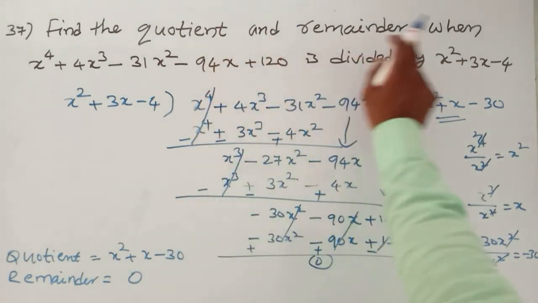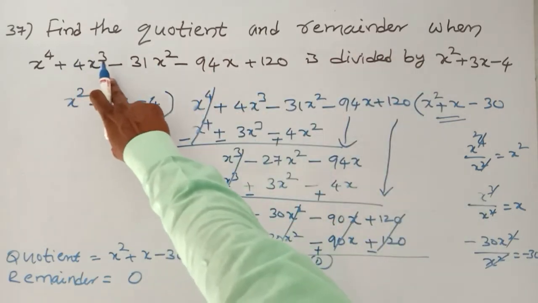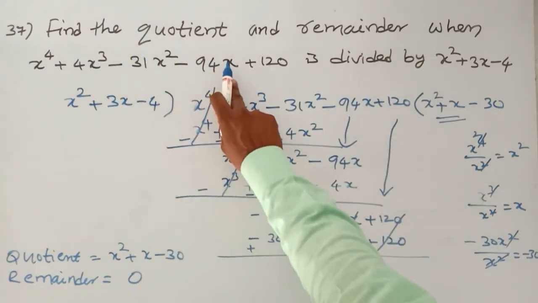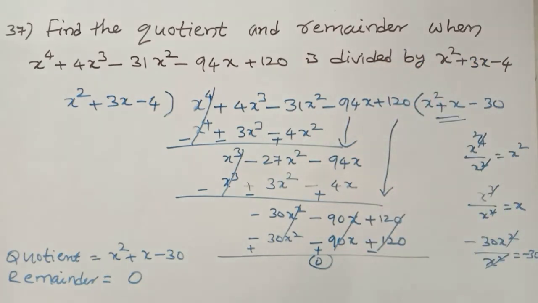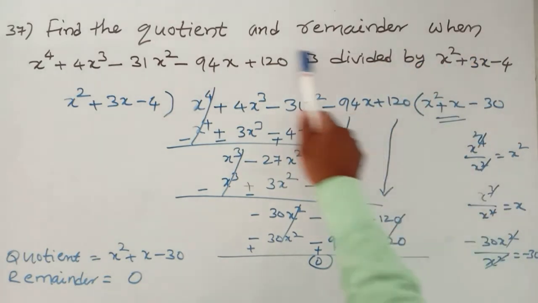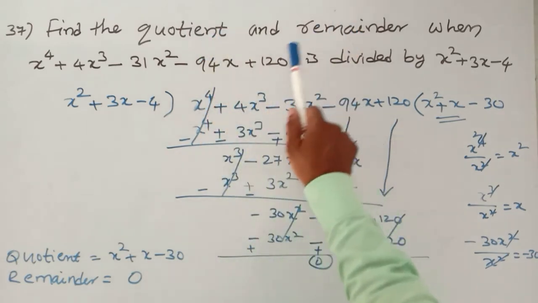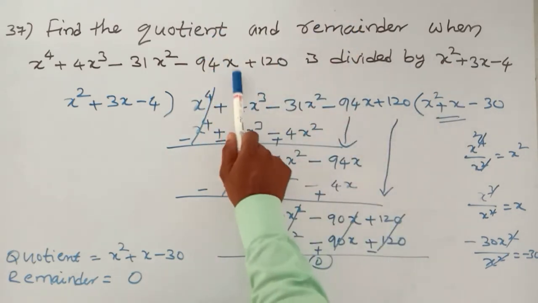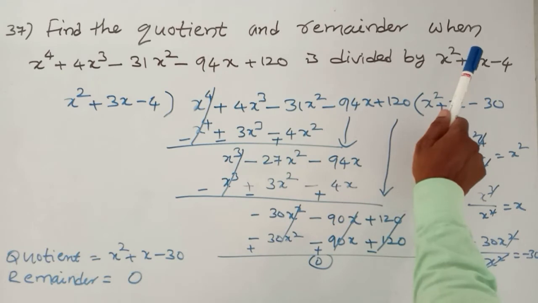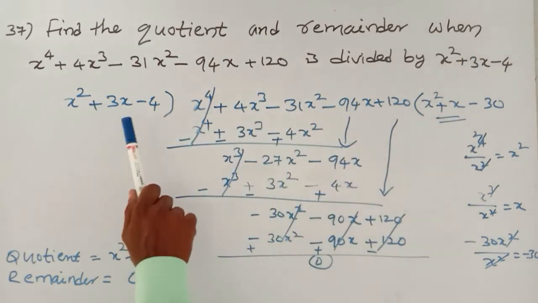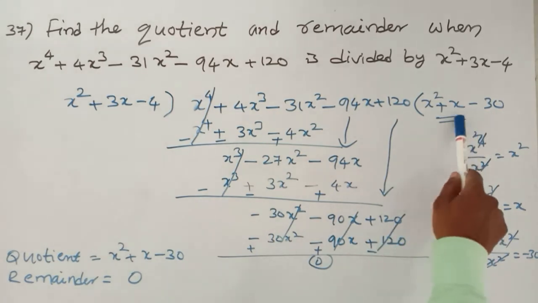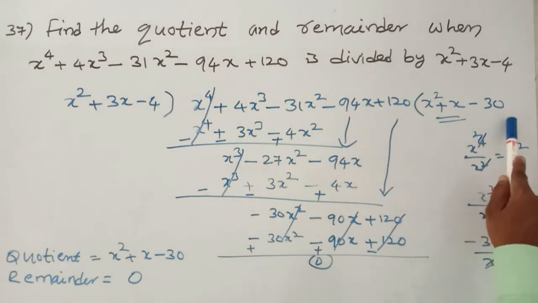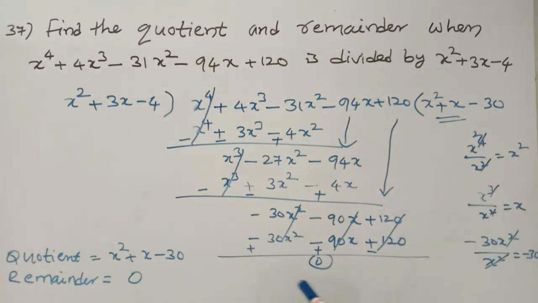Find the quotient and the remainder when x to the power of 4 plus 4x cube minus 31x square minus 94x plus 120 is divided by x square plus 3x minus 4. They asked to find the quotient and the remainder, and this polynomial is divided by a polynomial. Then we will follow the long division method. So here I am doing the long division method. I am getting a quotient of x square plus x minus 30 and the remainder is 0.